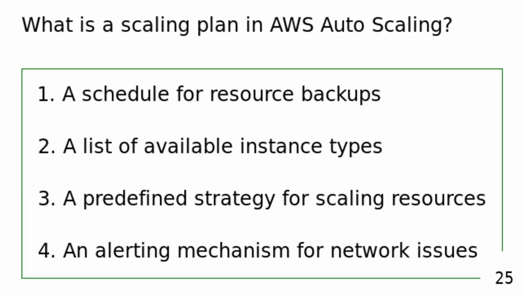What is a scaling plan in AWS Auto Scaling? A schedule for resource backups. A list of available instance types. A predefined strategy for scaling resources. An alerting mechanism for network issues.